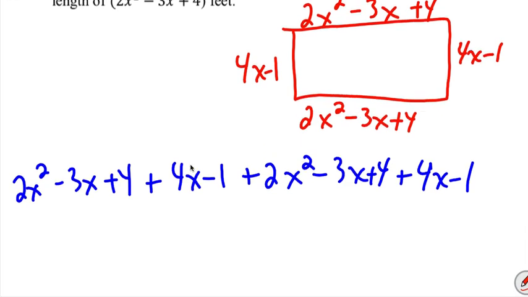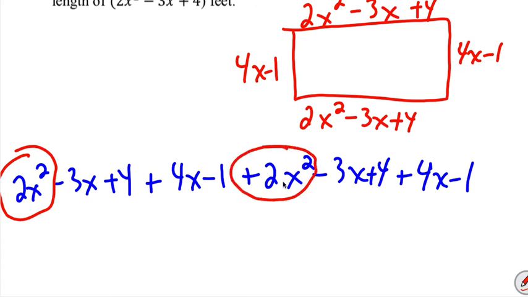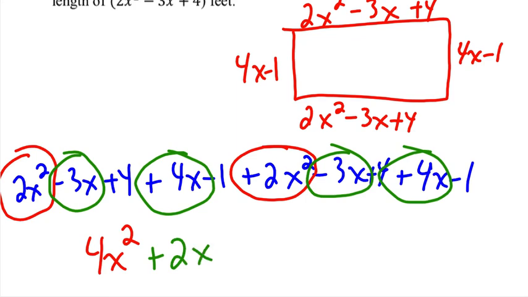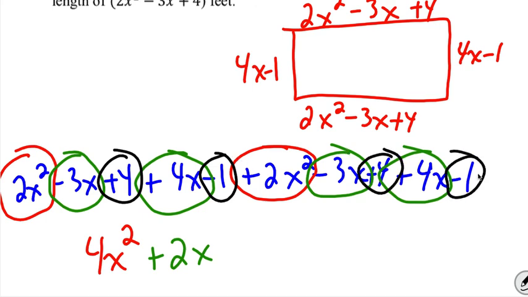So add up your like terms. First of all, my x squareds, I have 2x squared plus 2x squared, which is 4x squared. And my x's, I have a negative 3x, positive 4x, negative 3x, positive 4x, which will give me a positive 2x. And then the last one, I have 4 minus 1 is 3, plus 4 is 7, minus 1 is 6, so plus 6.